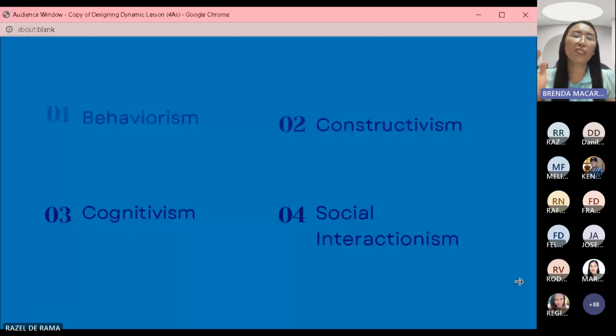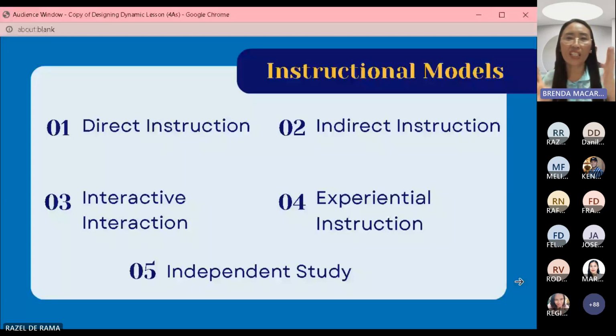So instructional models, we have direct instruction, indirect instruction, interactive interaction, experiential instruction, and then we have the independent study. Actually, this instructional design model provide us the guidelines for us to be able to organize appropriate pedagogical scenarios for us to achieve our instructional goals. Anong pedagogy ba ang dapat nating gamitin?